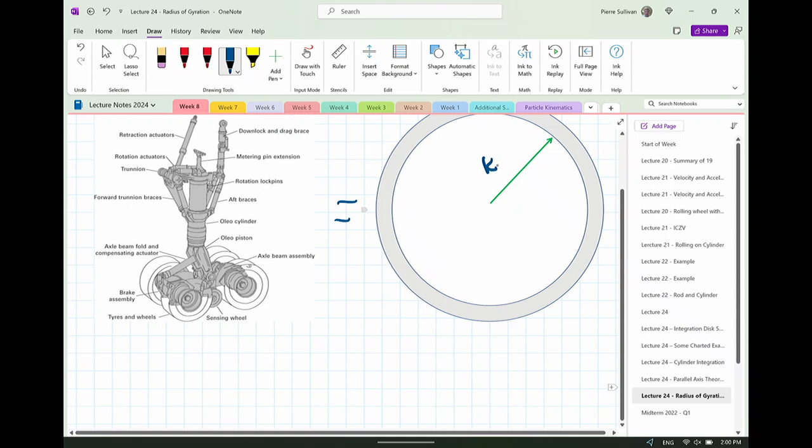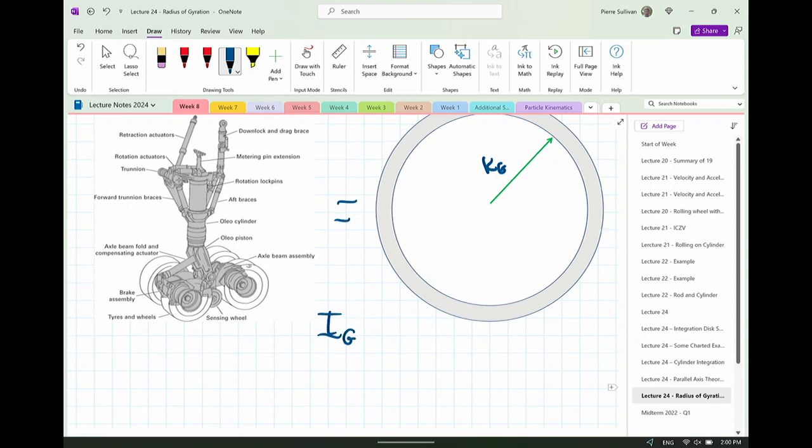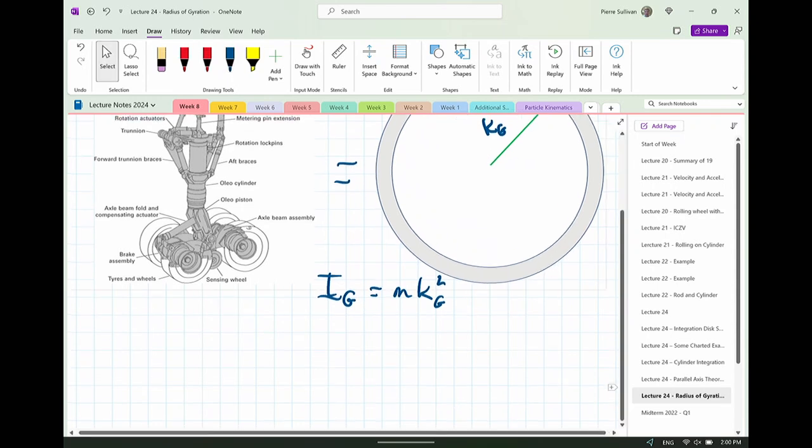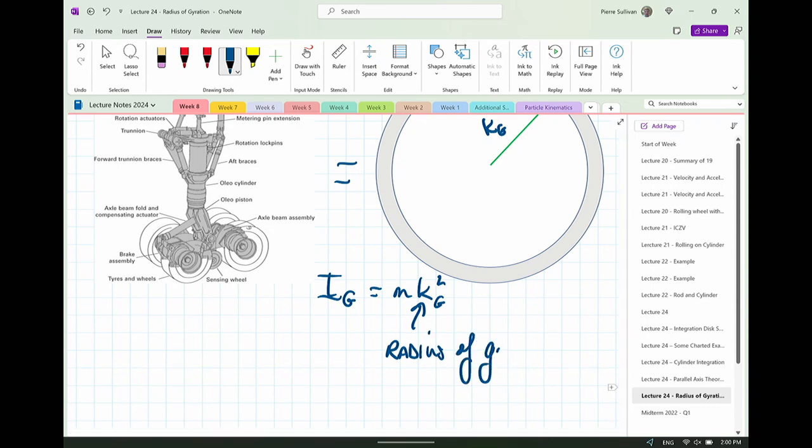And to make things very confusing for you, we use K for that radius of gyration, and I often use a K sub G that is going to describe what that is. So I_G of the landing gear here is m k_G squared, and this is the radius of gyration.